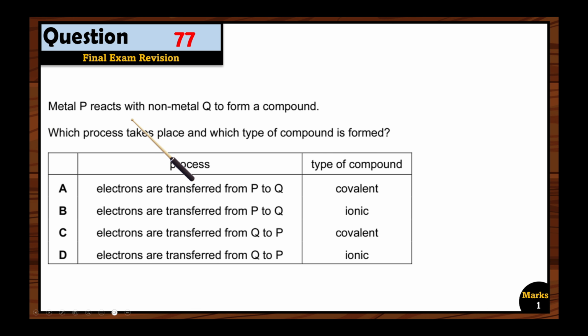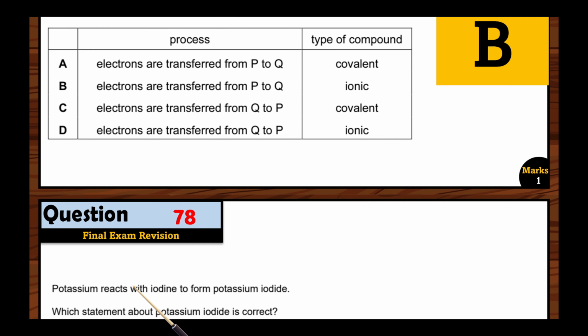Question 77. Metal P reacts with non-metal Q to form a compound. So metal, non-metal, of course, it will be an ionic compound. Which process takes place and which type of compound is formed? So ionic compound is formed, of course. So B or D can be right. Now let's see what happens to the electron transfer. Electrons are transferred from P to Q. Yes, that's right. Because metal is P, so P will transfer its electron to Q. So option B is right.